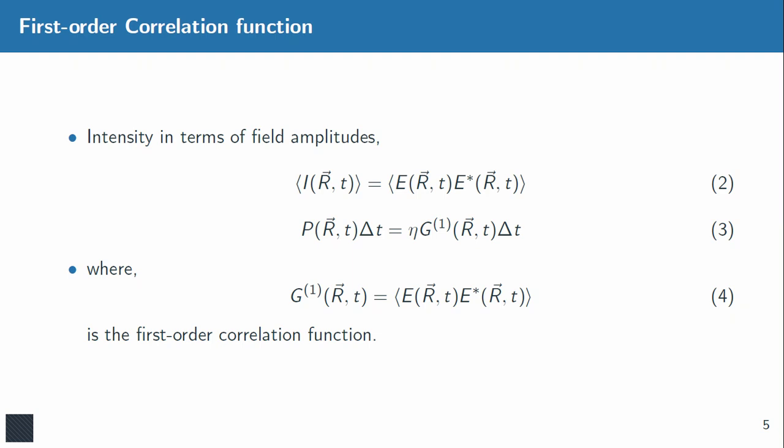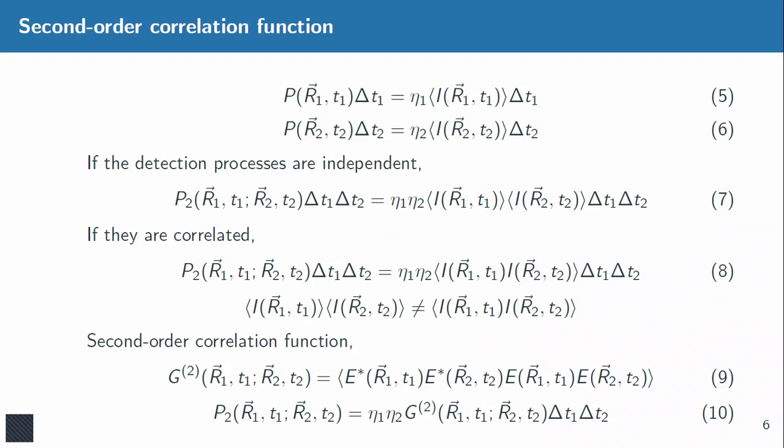But for that purpose, we have to assume quantum operators instead of the field amplitude. So we will talk about it later. We can also define the probability of photodetection in equation 3 in terms of the first order correlation function. First order correlation functions can be measured experimentally by taking the average of the intensity that we measure in the photodetection process.